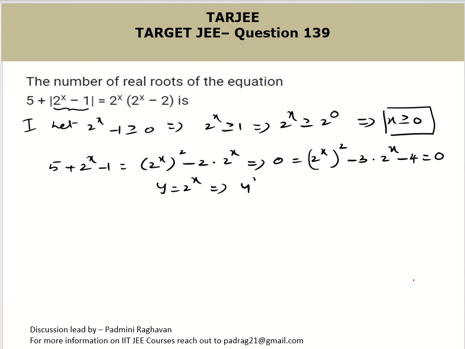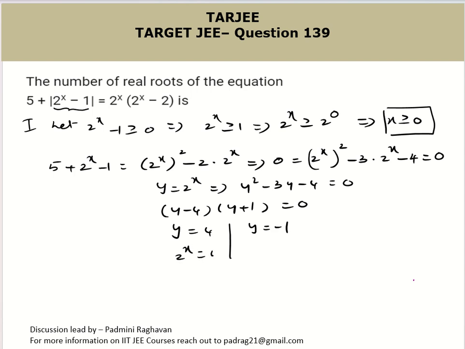So the equation is y^2 - 3y - 4 = 0, which gives us (y - 4)(y + 1) = 0. This gives two values, y = 4 or y = -1. So 2^x = 4 or 2^x = -1, but an exponential function cannot be negative. So 2^x = 4 gives us x = 2, which satisfies the criteria x greater than or equal to 0.